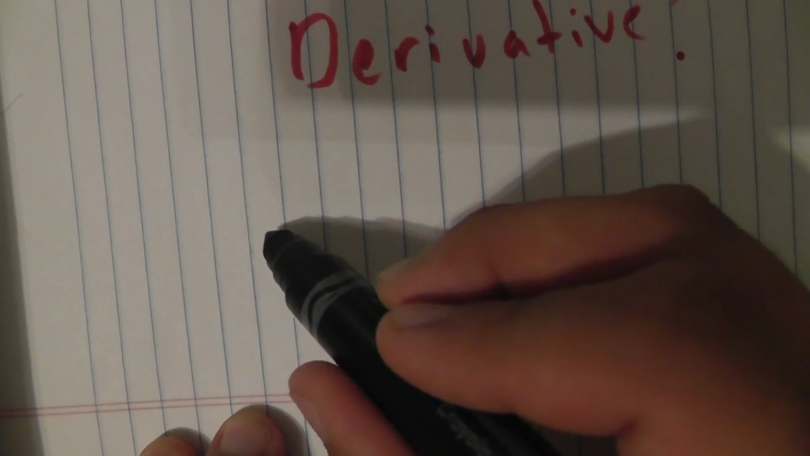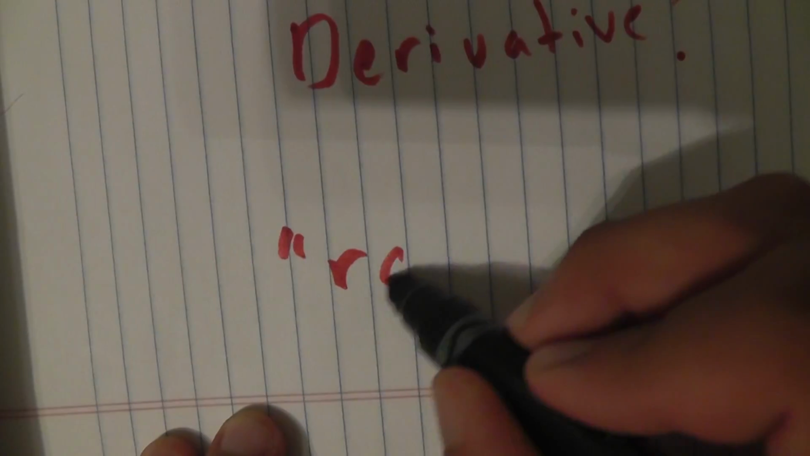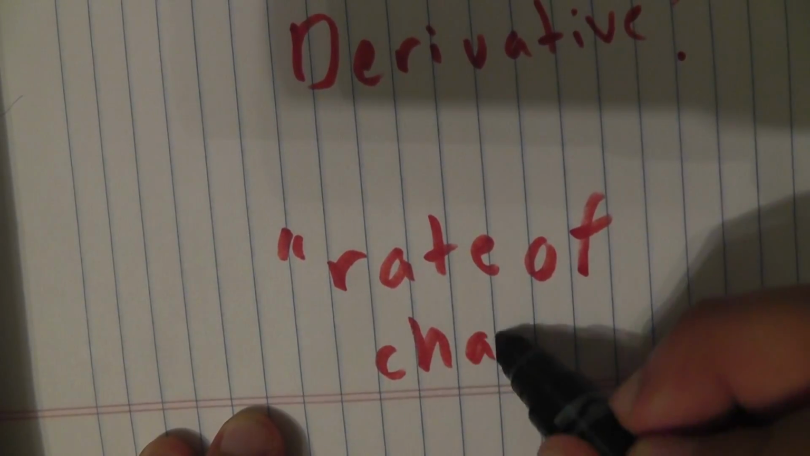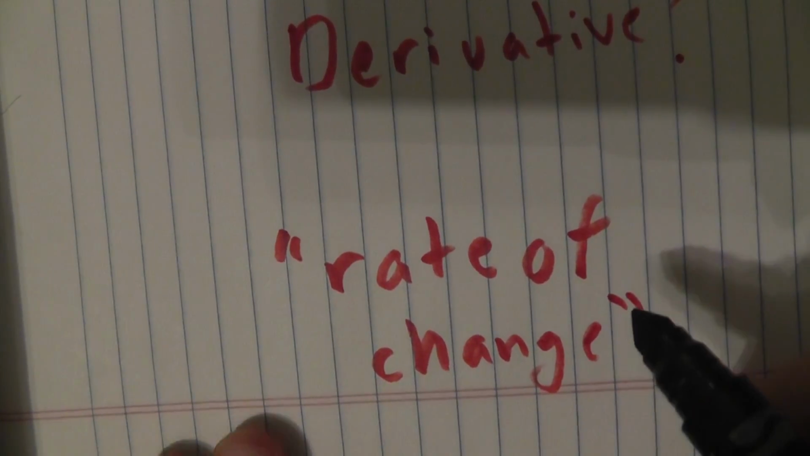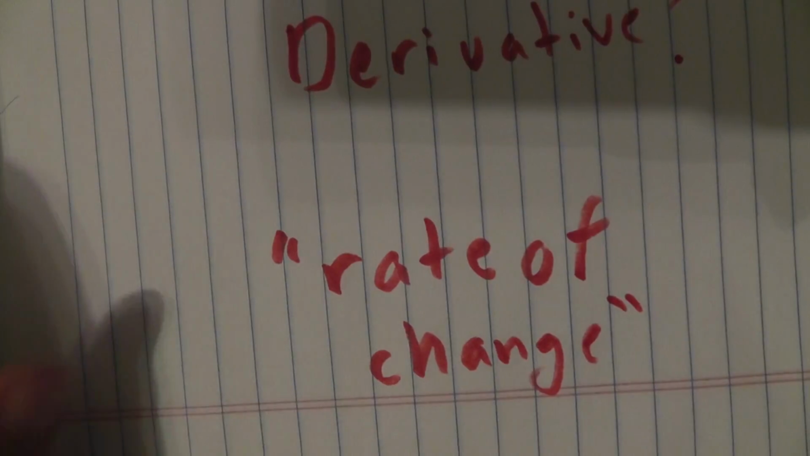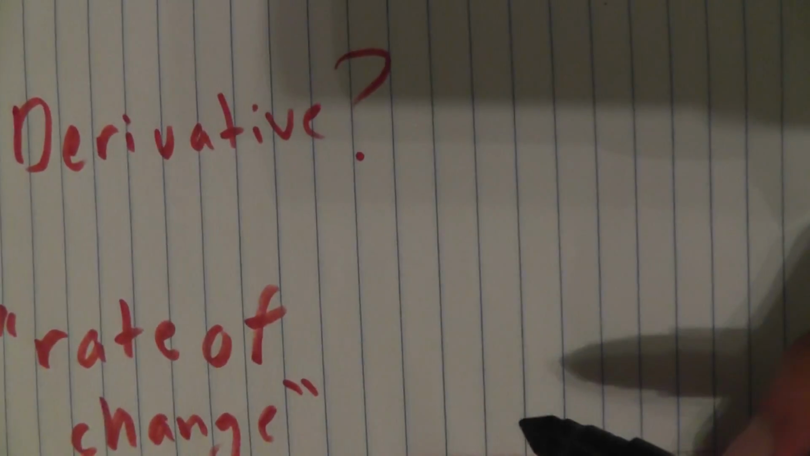So in layman's terms, what is a derivative? Well, a derivative is simply a rate of change. What we mean by rate of change is that, well, let's say we have a function.